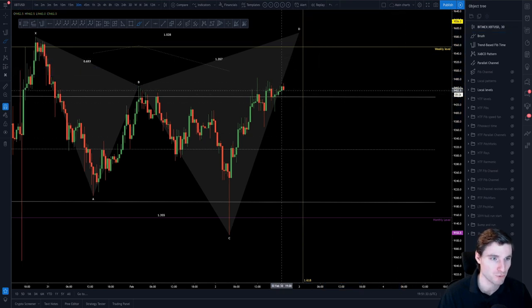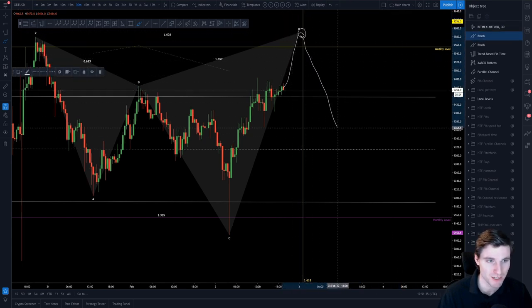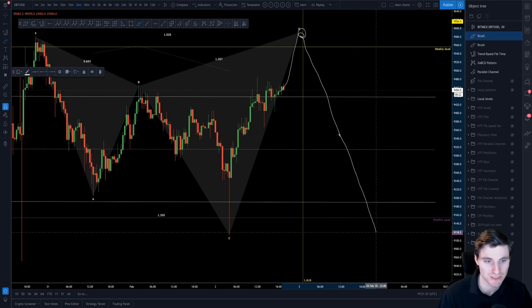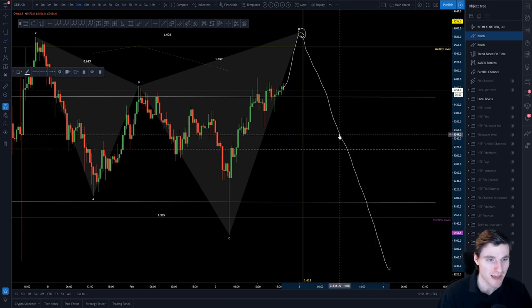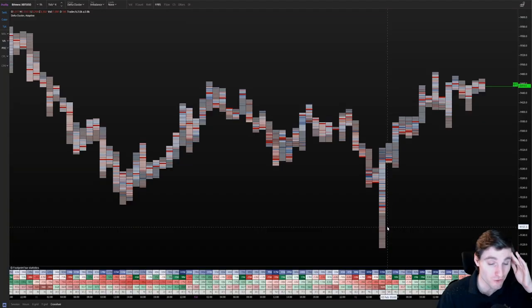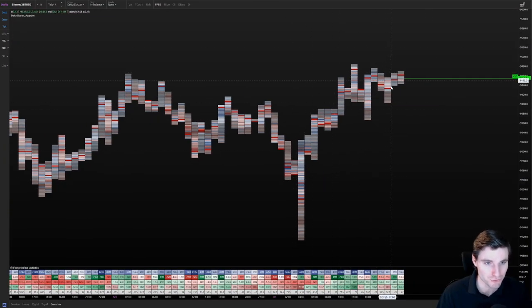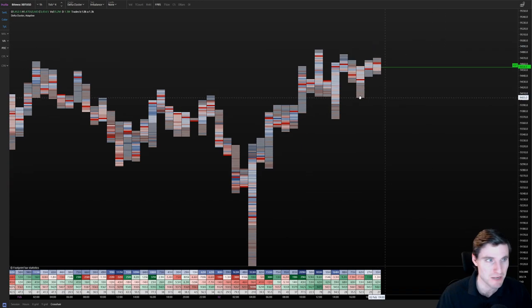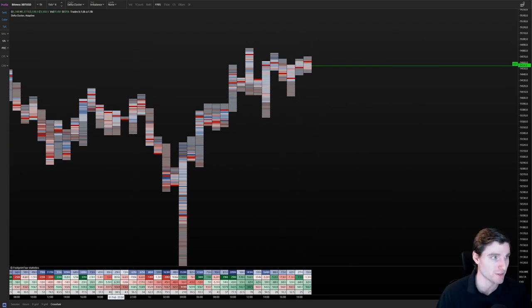But I would be slightly cautious on the long, just in case we do push further down. And that's one way you are really keeping a very close eye on volume. That's obviously crucial for when you're trying to trade these swing failure patterns. You just have to be really aware of what's happening on the volume.